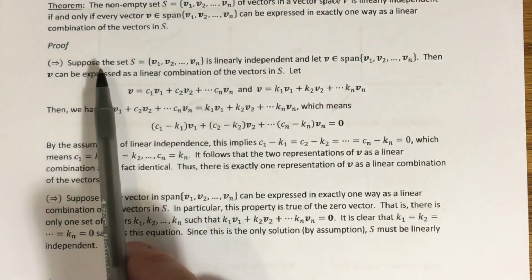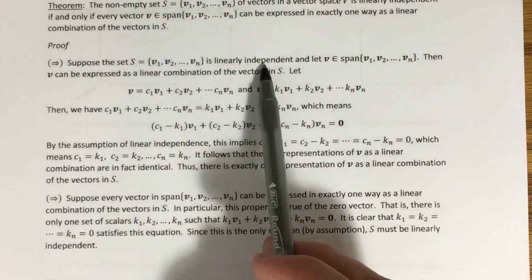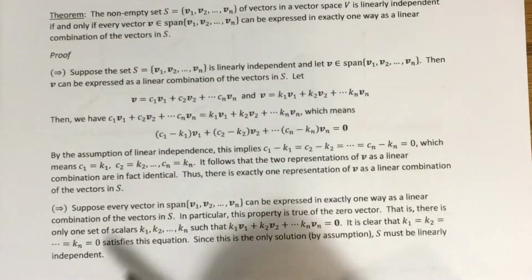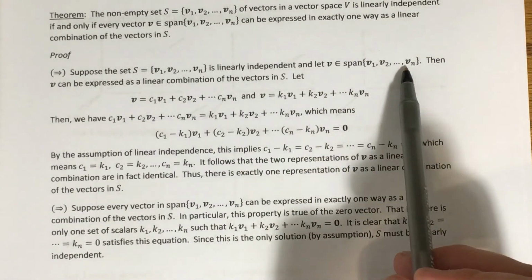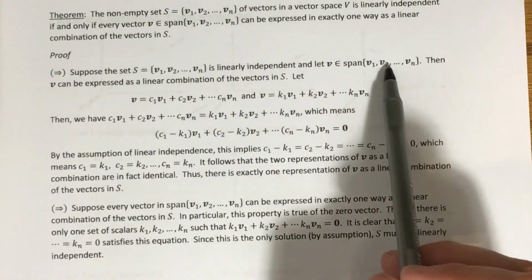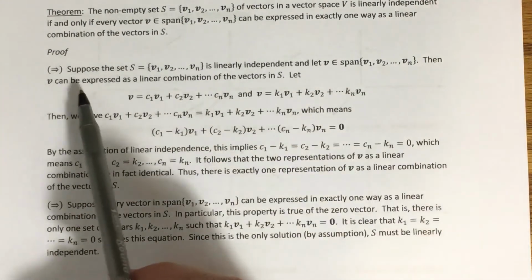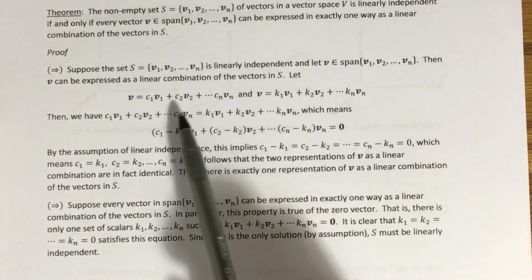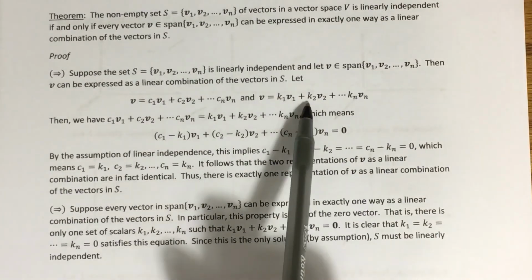Let's begin with this one. Suppose that the set S described up here is linearly independent. What we need to show now is that uniqueness property. So what we do is we let V be any vector in the span of those n vectors, V1 through Vn. And the fact that V is in the span means we can represent it as a linear combination of the vectors in S. So let's actually give it 2 representations.